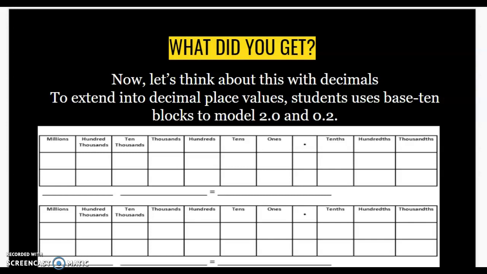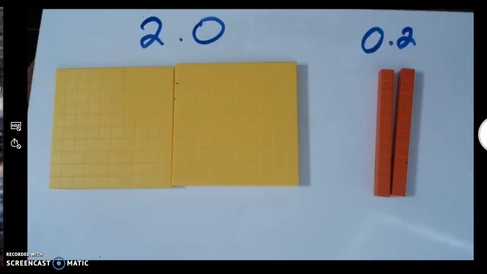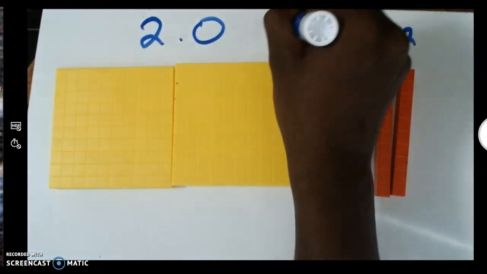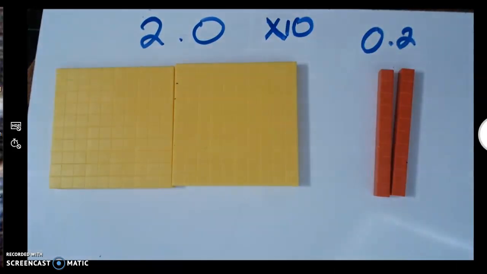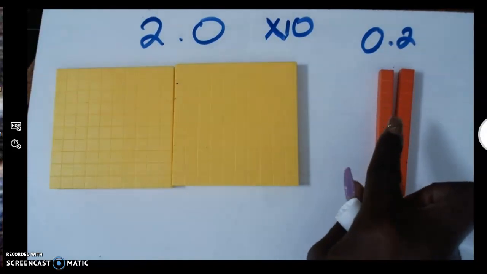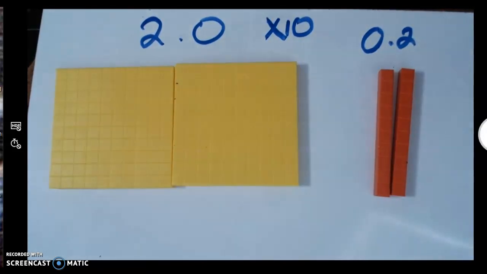Now, let's see about using decimals to extend our learning with decimals and place value. Here's our example. A student is going to model 2.0 and 0.2. Let's pause the video to see how this is done. The value of the 2 in 2.0 is 10 times greater than the value of the 2 in 0.2, since it would take 10 times as many blocks or rods to create the 2.0.